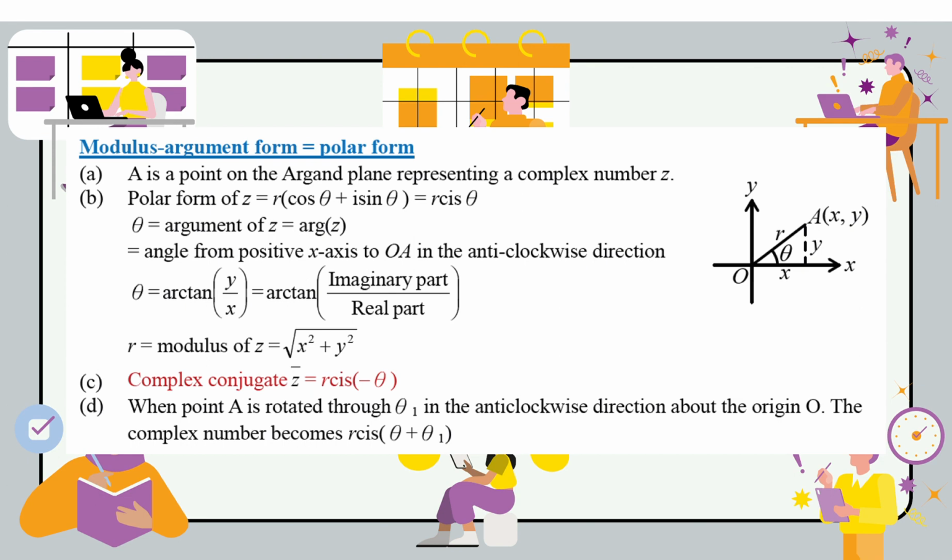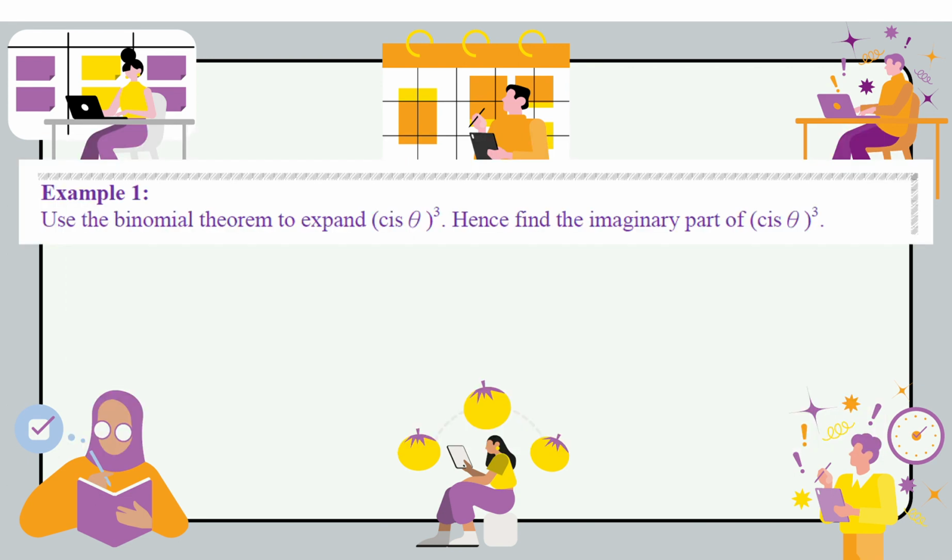Okay, take some seconds on this page and we'll work on our example. Use the binomial theorem to expand (cis theta) cubed. Hence, find the imaginary part of (cis theta) cubed. Nothing means r is 1. Okay, try to expand it: (cosine theta plus i sine theta) cubed. Expand it. Do you remember the binomial theorem? The coefficients are 1, 3, 3, 1. Okay, try.